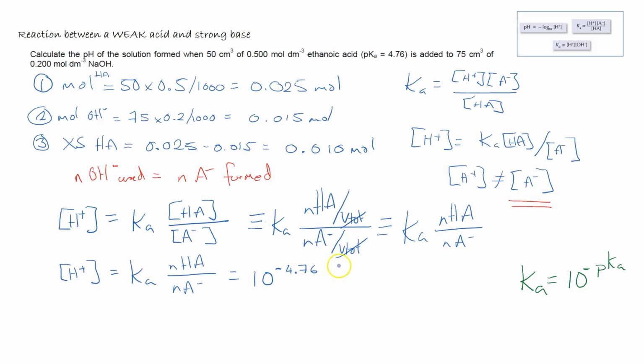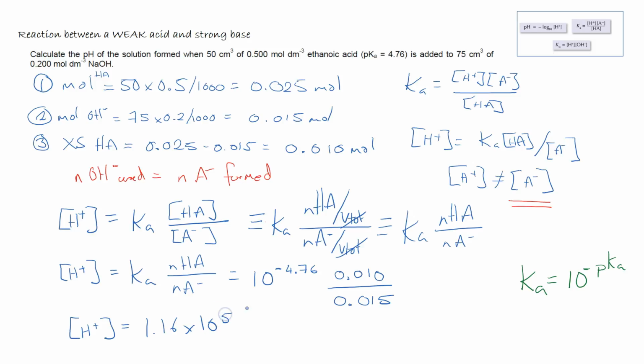And then that's going to be multiplied by the moles of HA, which is 0.010, divided by the moles of OH minus, which is the same as the moles of A minus. That is 0.015. And that gives me an H plus concentration equal to 1.16 times 10 to the minus 5.